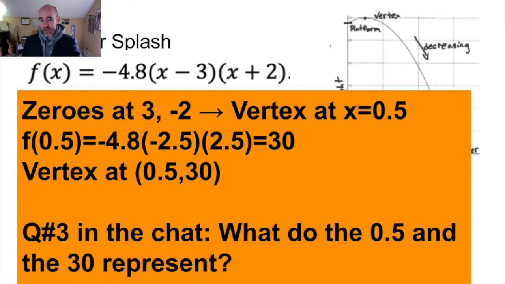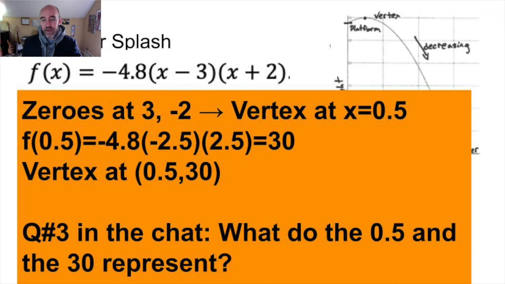All right, so here's what I got for the coordinates of the vertex. I knew that this had zeros at 3 and negative 2. It had a vertex then halfway between those, or at the mean, at 0.5. Substituting 0.5 for x, I got negative 4.8 times 0.5 minus 3 is negative 2.5, times 2.5, and that equals 30. So the vertex of this function is at 0.5 comma 30.